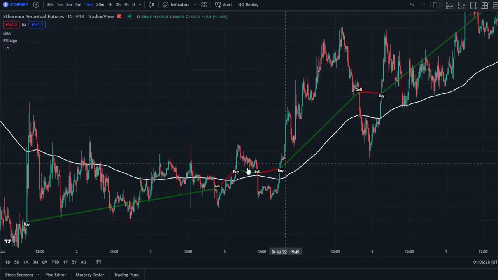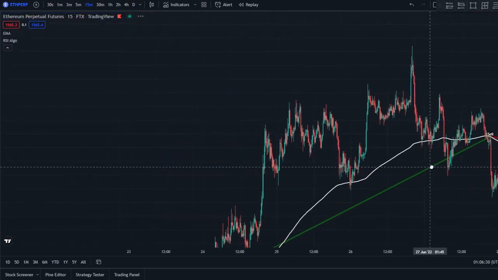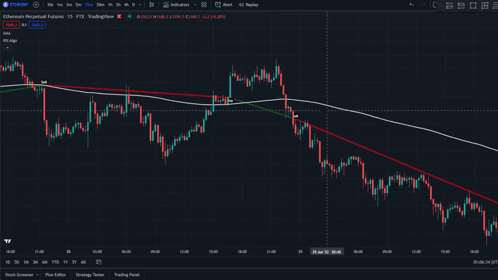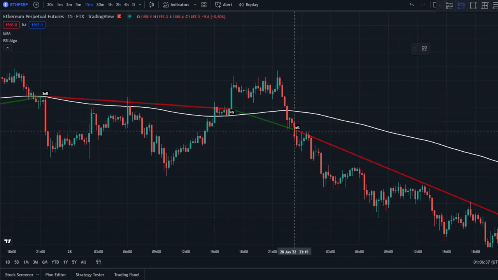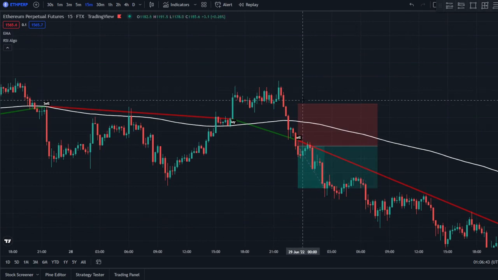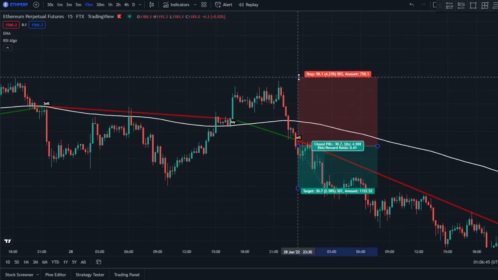So let me show you guys how this works. So let me find a signal. So right here we have a sell signal. So what we'll do is we'll enter the position right on the sell signal candle, which is right here. And where will your stop loss be? Your stop loss will be right above the recent swing high.